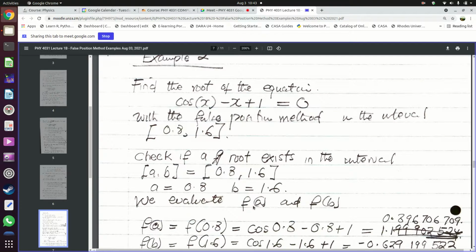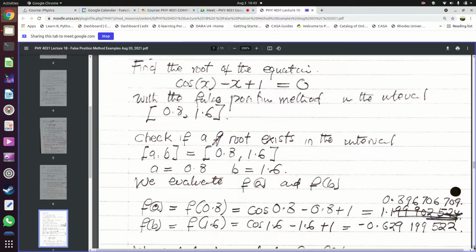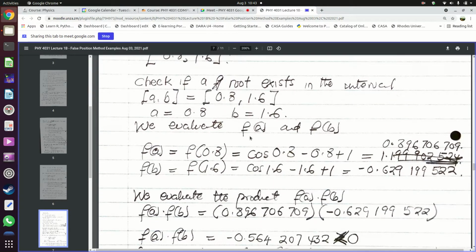So we evaluate the function at f of A and f of B. In our case, f of A, that's f of 0.8, is cos 0.8 minus 0.8 plus 1. So you're going to get 0.896706709. Then f of B, which is f of 1.6, is cos 1.6 minus 1.6 plus 1. So you're going to get minus 0.629919522.